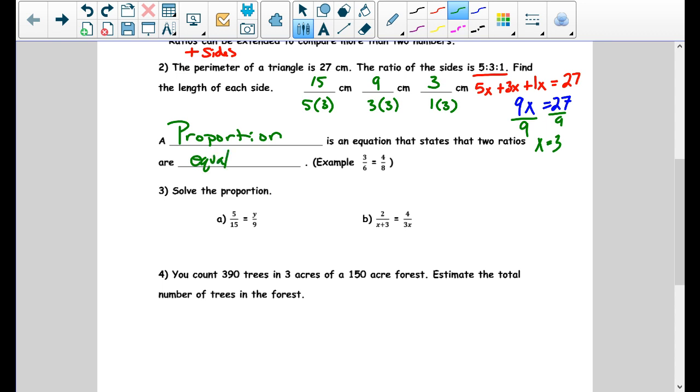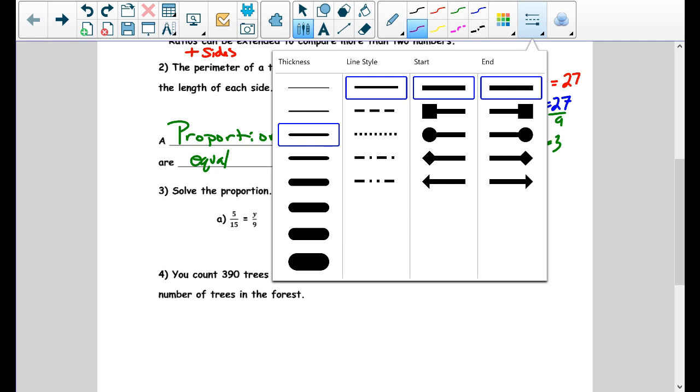Basically, it's two equal fractions, right? Okay, so ratio 3/6, ratio 4/8. We know that they're both equal, right? How do I solve proportions? We cross multiply. So this is where our cross multiply comes in.